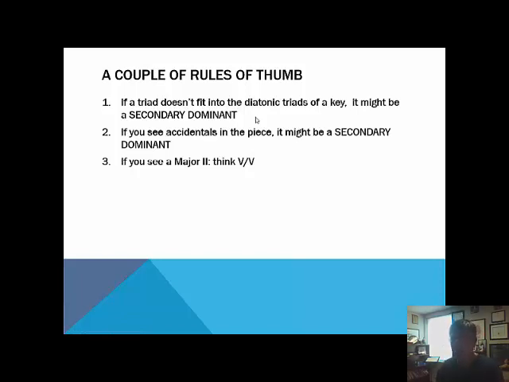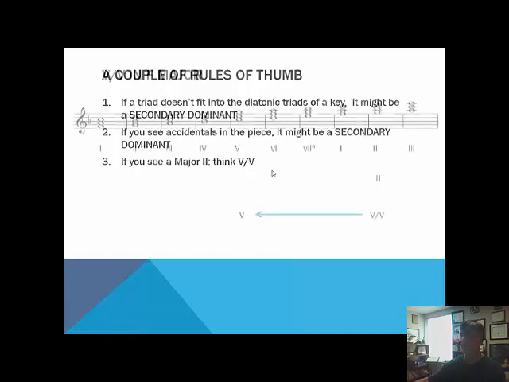Now, you guys know that when we were working with minor keys, we saw accidentals when the minor 5 of a minor key was changed to a major 5. So that's another time that we see accidentals. So it's not always a secondary dominant when we have an accidental. But if we're in a major key and we start seeing accidentals, there's a good chance that that's what the composer is doing. So if you see a major 2 chord or a 2 chord in the major mode, then you start thinking, well, I wonder if it's a 5 of 5.